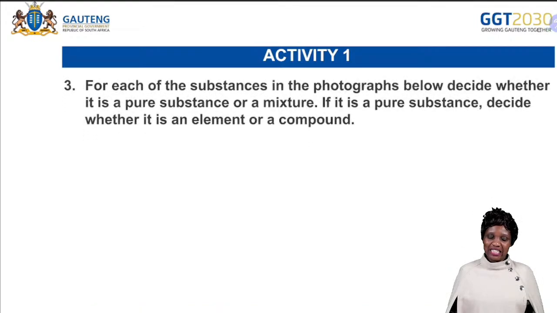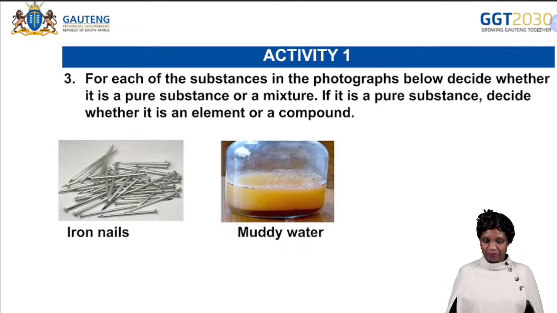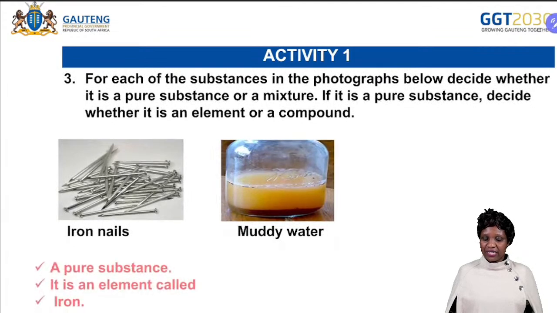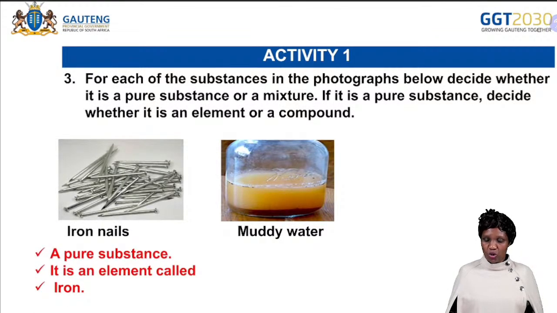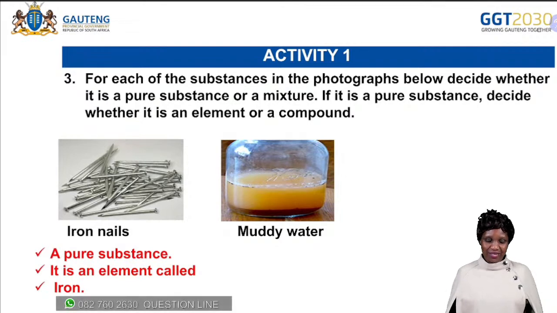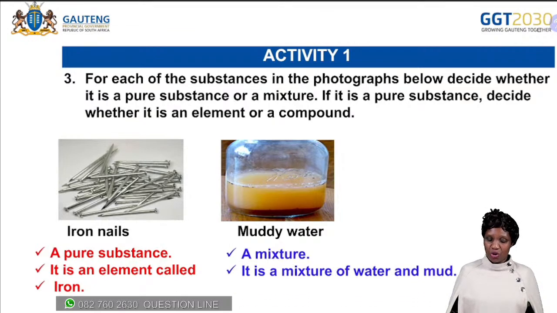And then let's check question number 3. For each of the substances in the photograph below, decide whether it is a pure substance or a mixture. If it is a pure substance, decide whether it is an element or a compound. And then we've got iron nails. Iron nails, this is a pure substance. It is an element called iron.